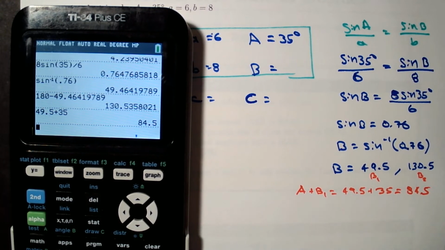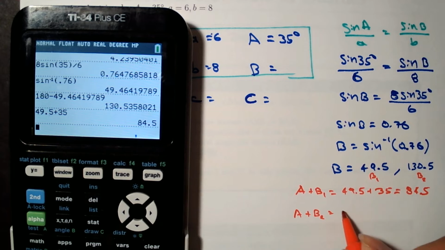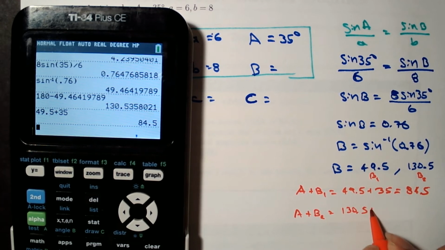It's not going past. Now let's do A plus B2, which is 130.5 plus 35, and then in this case it's 100 and what do we have?